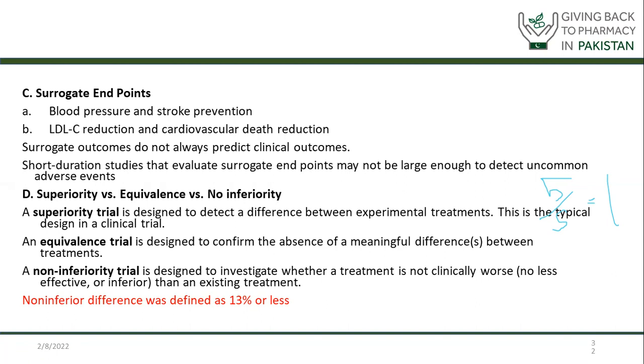There are some clinical trials where we have superiority, equivalence, and non-inferiority results. For example, if I want to tell you that diclofenac is superior to ibuprofen, how can I get to know? We have to run a trial. So this is a superiority trial. It's designed to detect the difference between the experimental treatments. This is a typical design in a clinical trial.